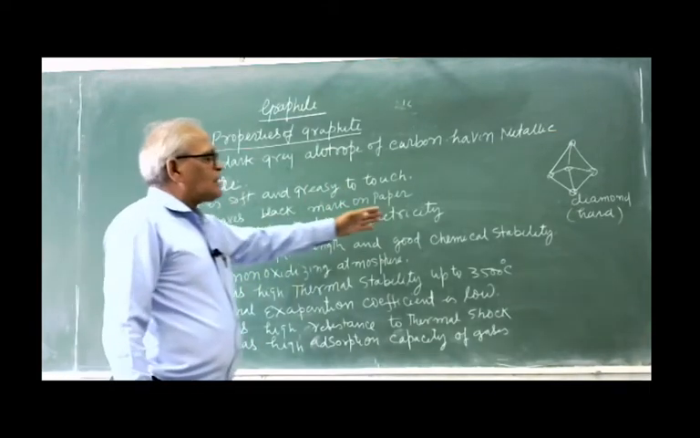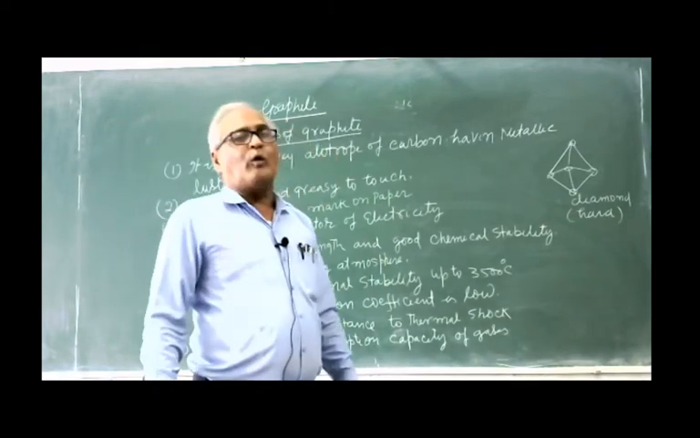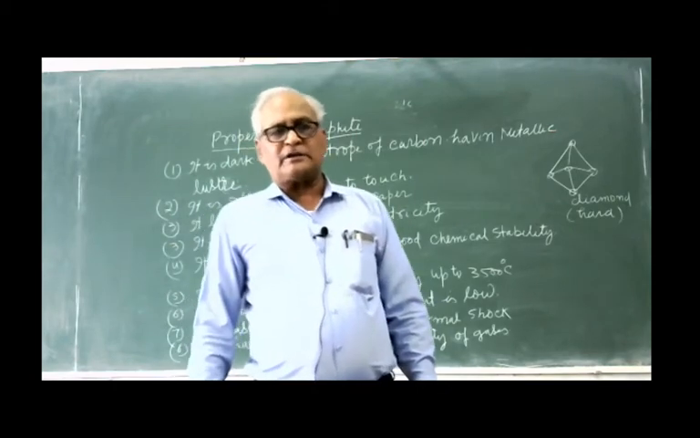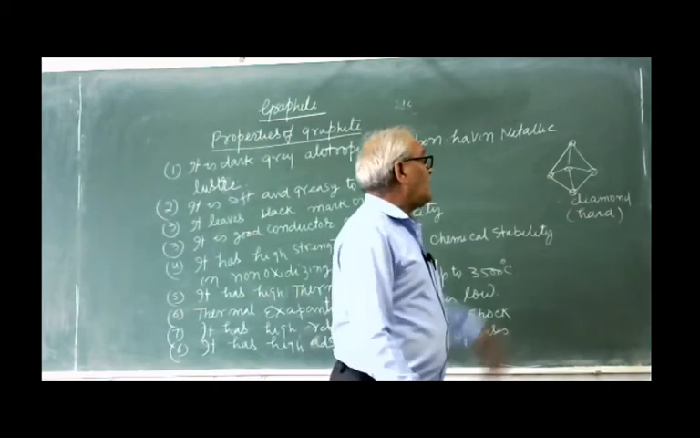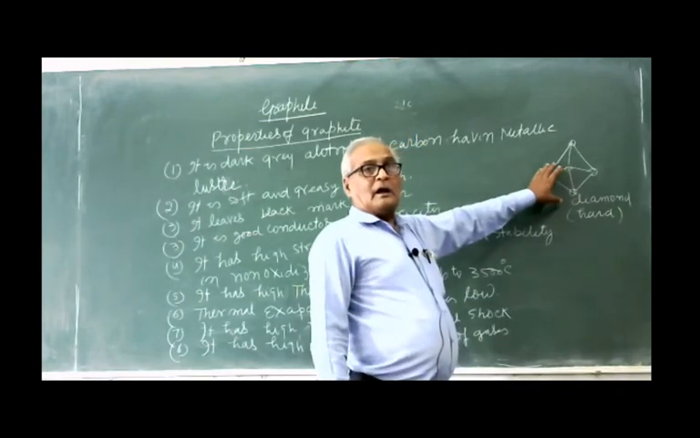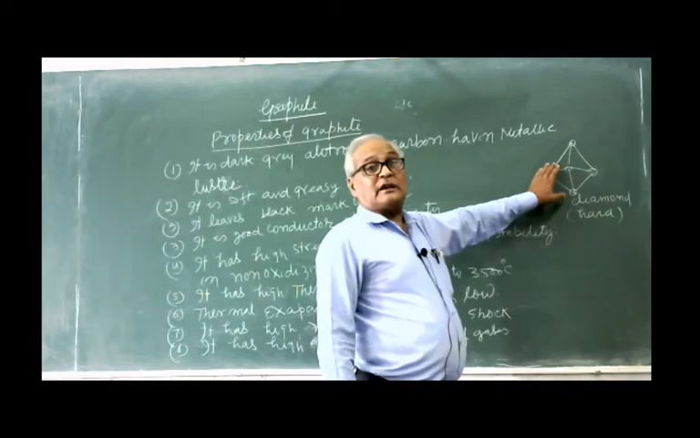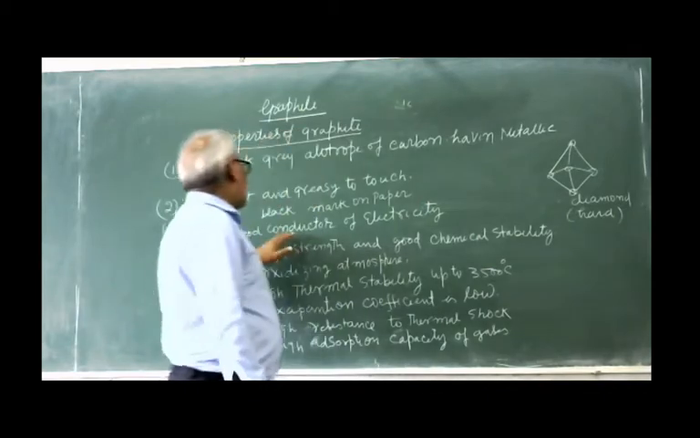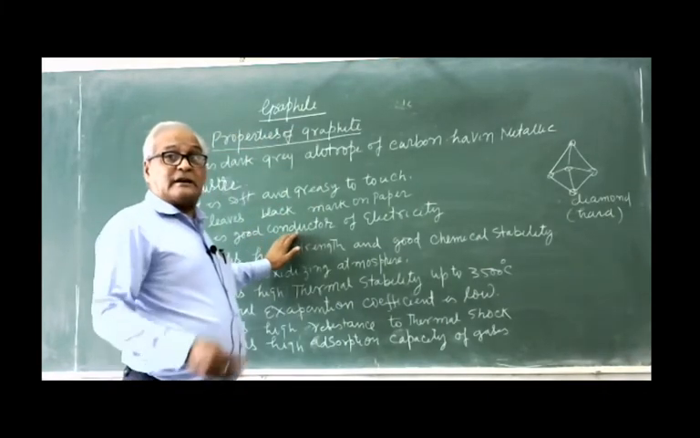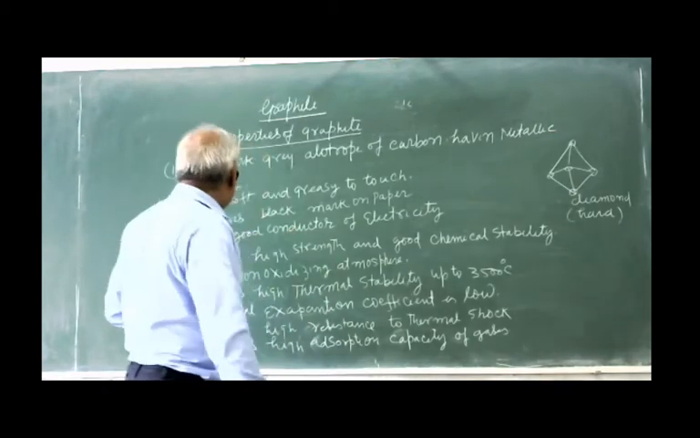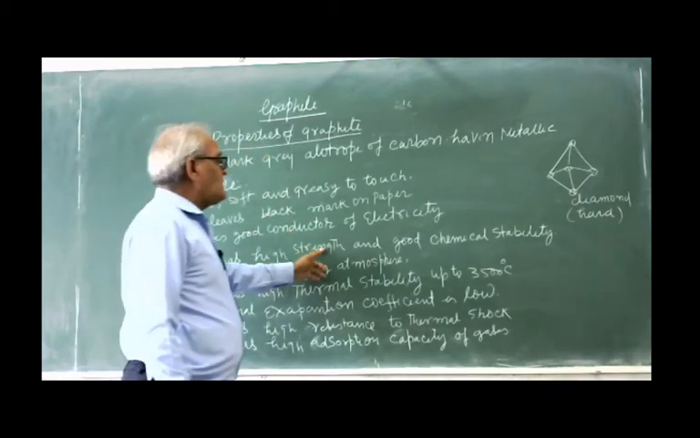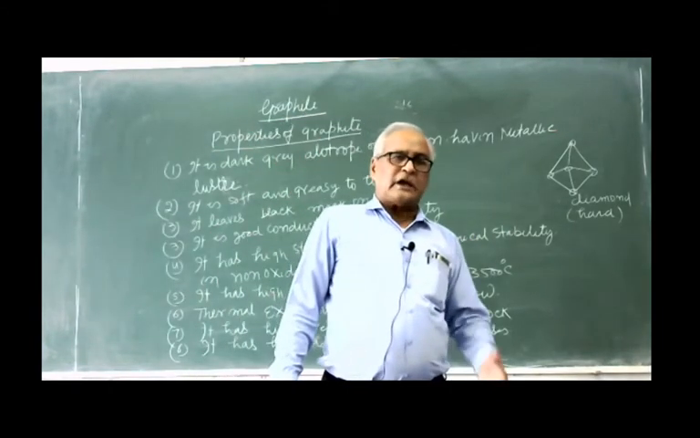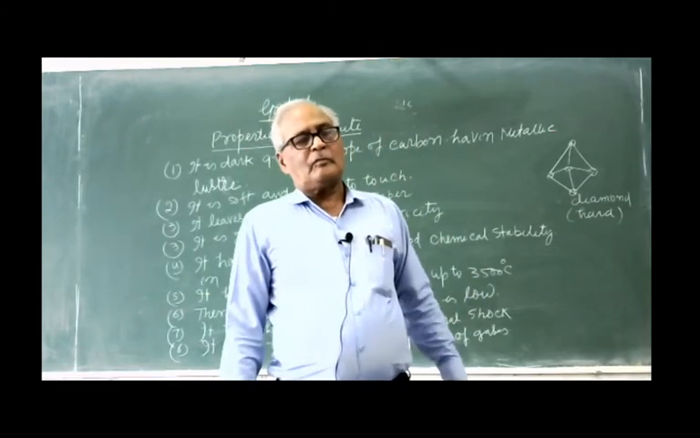Graphite is a good conductor of electricity. We shall discuss how graphite behaves as a good conductor of electricity, while diamond is a bad conductor. Diamond is an insulator, while graphite is a conductor. How it can conduct electricity, we shall discuss. It has high strength and good chemical stability. Graphite is a chemically stable substance.